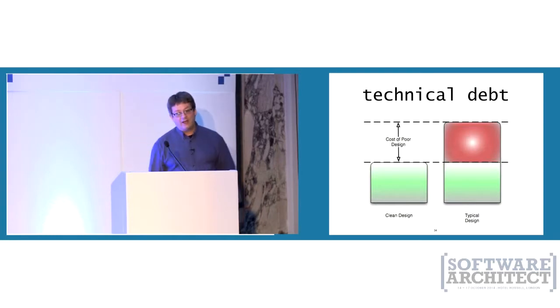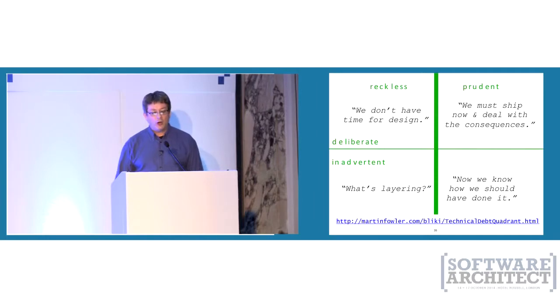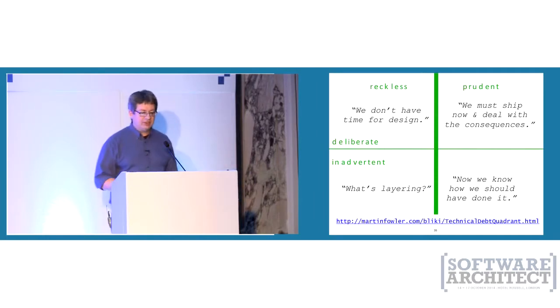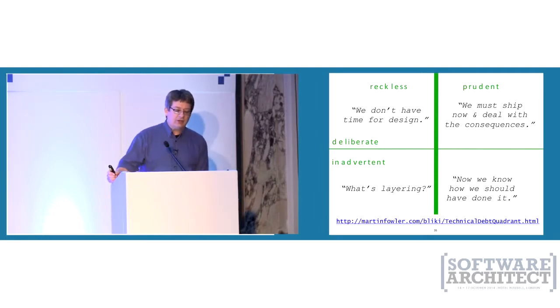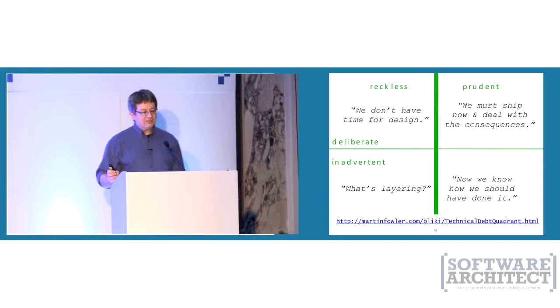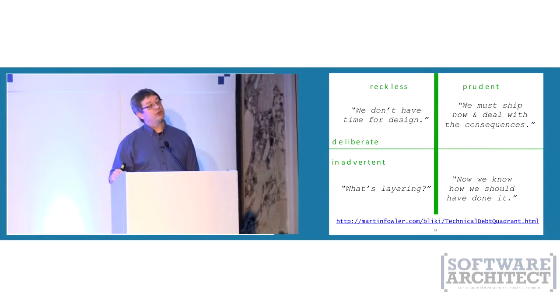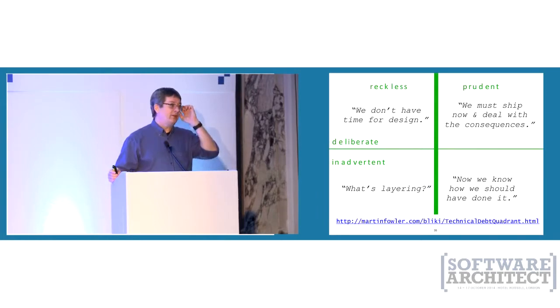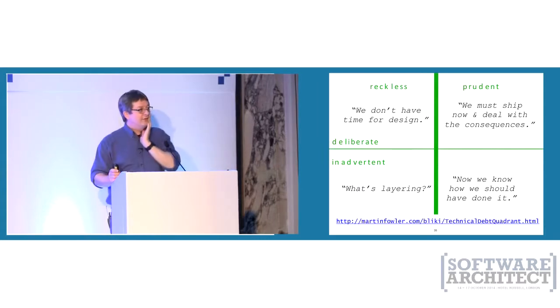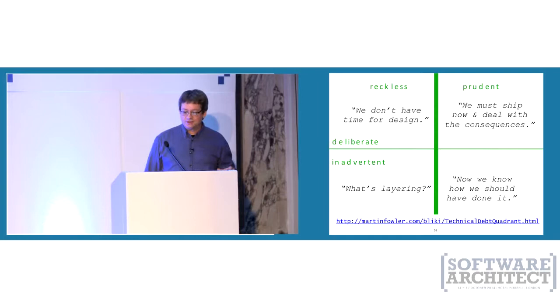In fact, Martin Fowler, our chief scientist, has created a quadrant of things that get you into technical debt. And he has labeled these as reckless and prudent and deliberate and inadvertent. In the reckless and deliberate category, it's that we don't have time for design. You get busy working on it, and I'll go see what they want. The prudent and deliberate is we have to ship now and deal with consequences. This is also known as schedule pressure, which is a huge driver for technical debt on many projects.